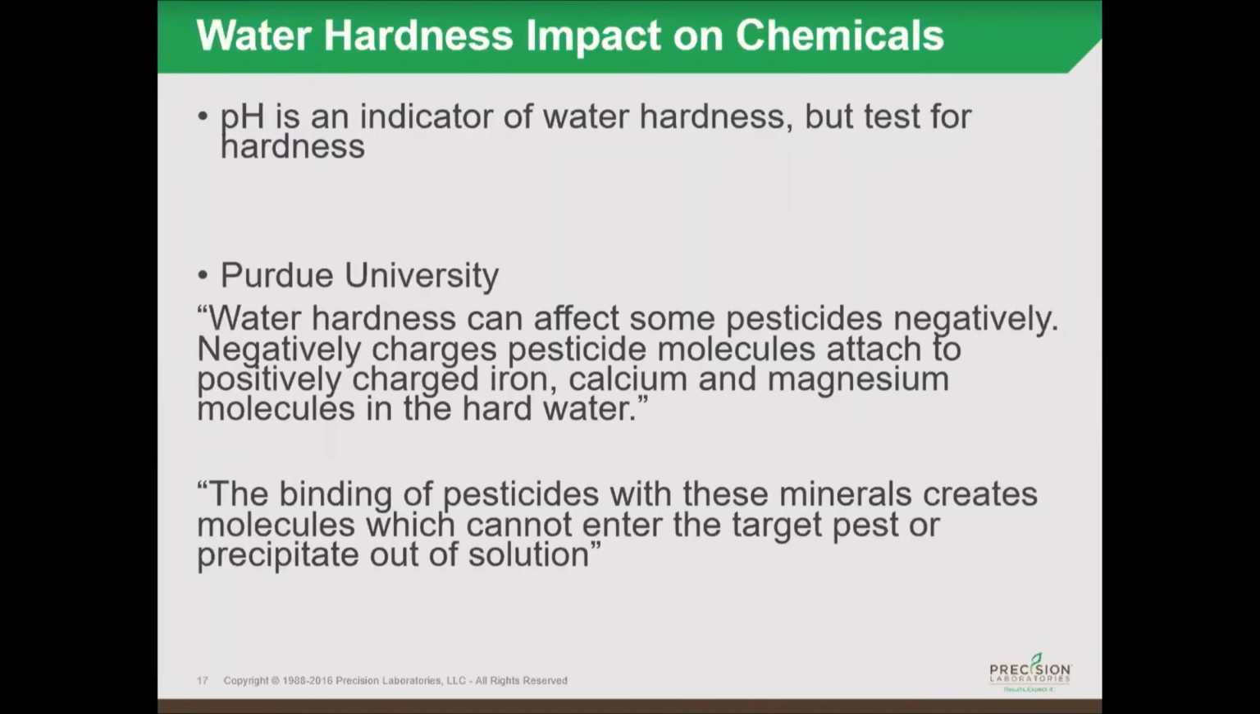So pH is an indicator of water hardness, but ideally we not just test for pH, but we look at water hardness as a possible test as well. Because even Purdue University and several others are talking about how the water hardness basically attaches to the pesticides, and they bind up, and they either make too big of a molecule to enter the plant or render them ineffective.